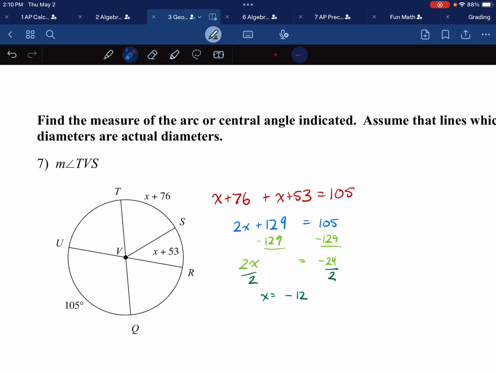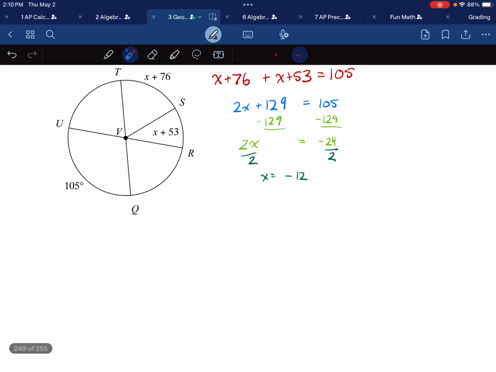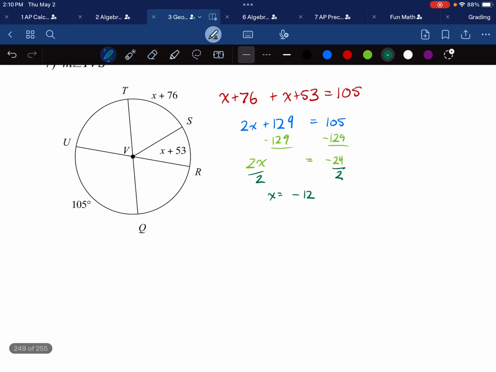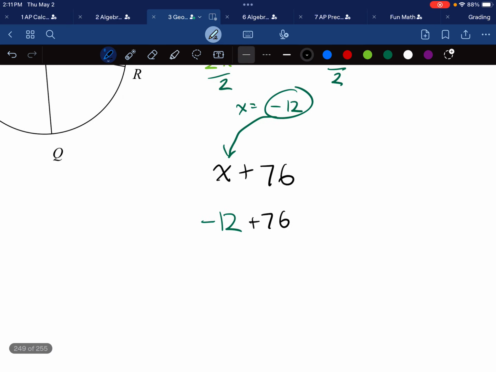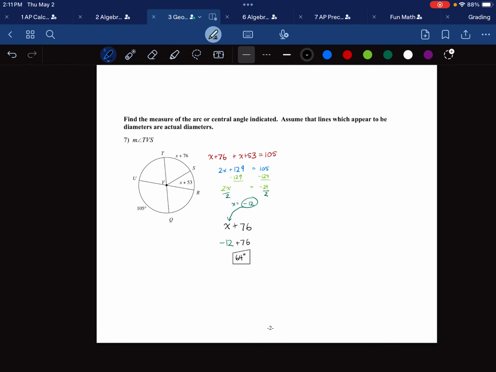Okay, that's not what the question was asking for. It didn't say what's x. It's asking for the measure of angle TVS. So I'm going to plug this negative 12 into this x. We originally had x plus 76, but we know that this negative 12 is being plugged in for this x, so I really have negative 12 plus 76. And 76 minus 12 is 64. I'm going to say 64 degrees is what we're looking for. All right, and that completes number 7.